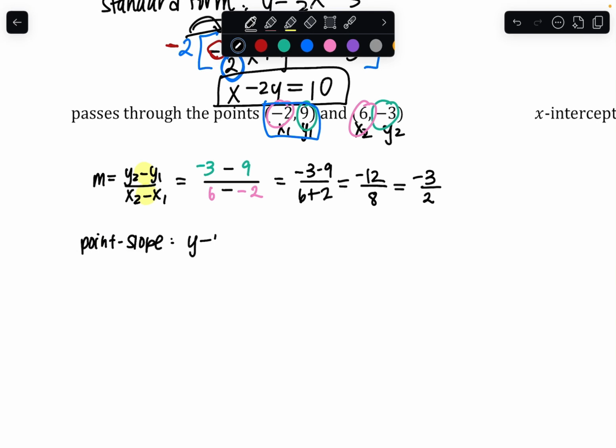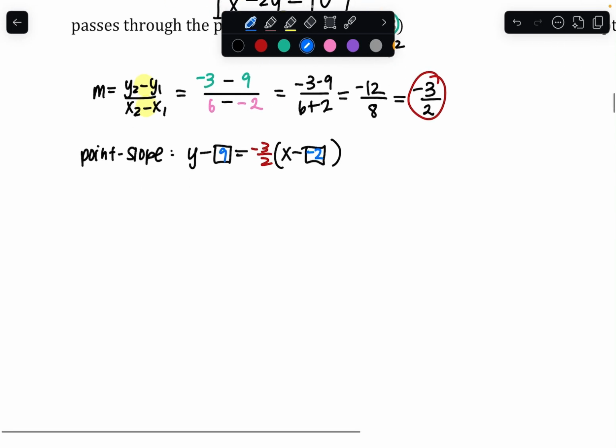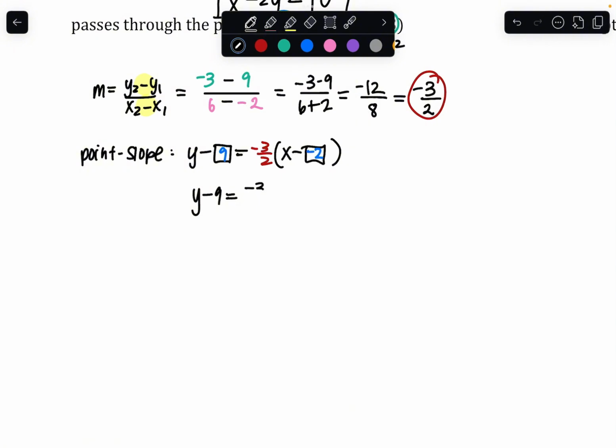Okay, so it's y minus the y equals m, which we just found, parentheses x minus the x. Using x1, y1, my x is negative 2, my y is 9. And so y minus 9 is on the left, negative 3 halves, and then x minus negative 2 is x plus 2. There's our point slope form.